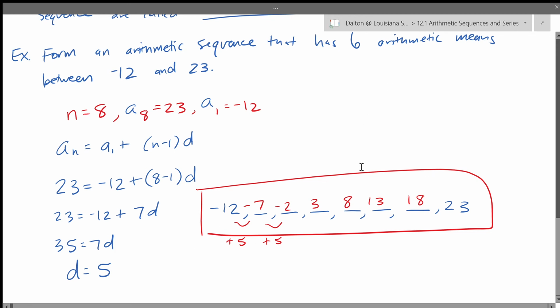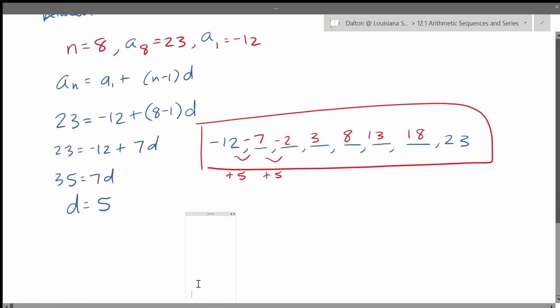And you can logic your way through that, figuring out the distance between -12 and 23, and then what the average would be throughout. That is exactly what this equation is doing. So even if you do something similar to this, as long as you're showing me what you're doing in order to find that math, that's fine by me. Okay, so that's the first part of this section.